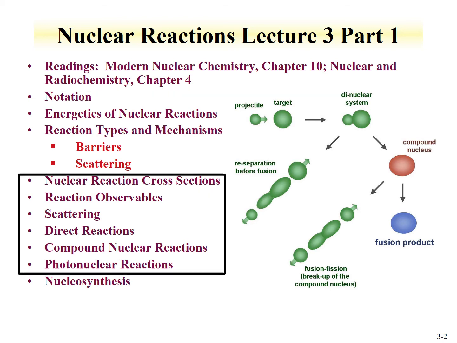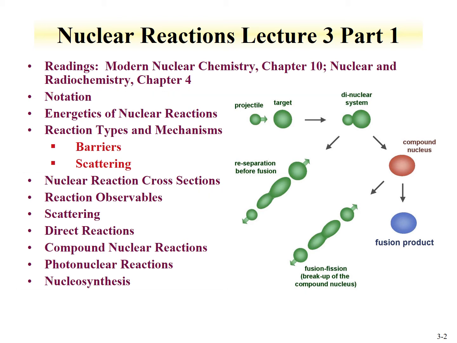In the second part of this lecture, we'll discuss reaction observables, information that comes out of nuclear reactions to help us understand the interaction between the particle and the nucleus. We'll discuss scattering in more detail, and then we'll talk about the types of nuclear reactions that are present, either direct reactions, compound nuclear reactions, reactions of photons with nuclei, photonuclear reactions, and we'll end this lecture on nucleosynthesis.